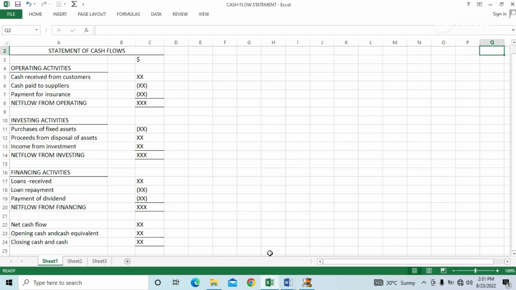So on the screen you can see the format for preparing the cash flow statement. The cash flow statement generally is divided into three parts. We have the operating activities, the investing activities, and the financing activities. Under the operating activities, we are looking at the monies generated or paid for daily business operations. So when the organization pays for utility bills, salaries, stationery, or pays its suppliers, or receives money from the sales of its products, it all goes under the operating activities.